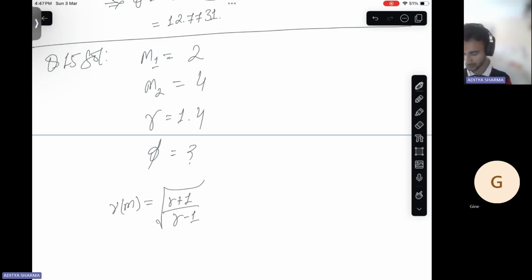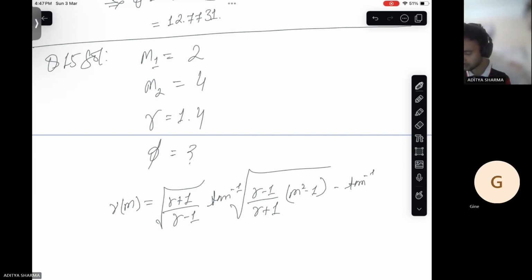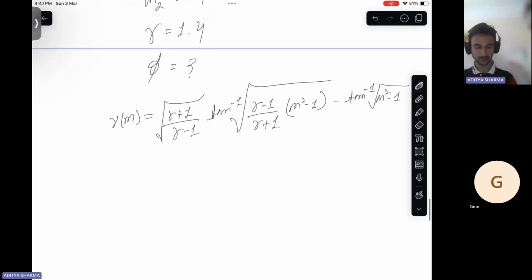If you know the expression, you can just continue with the calculation. I'll just write root. So this is the formula, right?